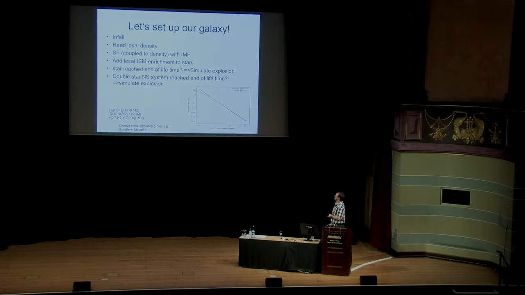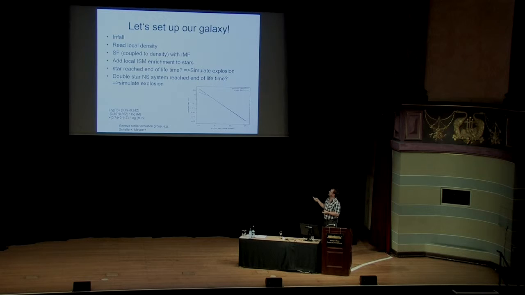So let's set up our galaxy. We take a cube that has an edge length of 2 kiloparsec and divide it into subcubes with 20 parsec edge length. And then we do an infall of matter. We read the local density. Then we can calculate the star formation rate. And in high density regions, we have more star formation. In low density regions, less.